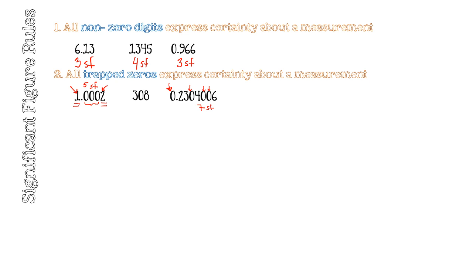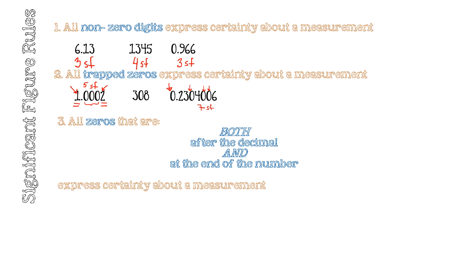This last rule is a 2-part rule. Both parts have to be true in order for the rule to work. So all zeros that are both after the decimal, so that's telling us where it has to be with regard to the decimal, and they have to be at the very end of the number. It just happens to be a very specific rule, right? It's a rule just like the others, but it's very specific.